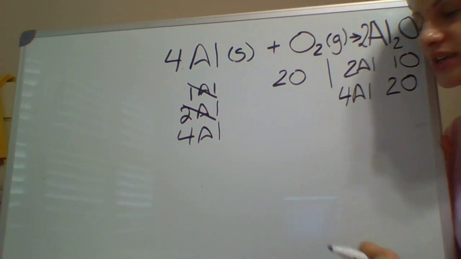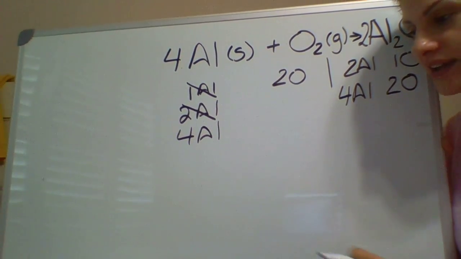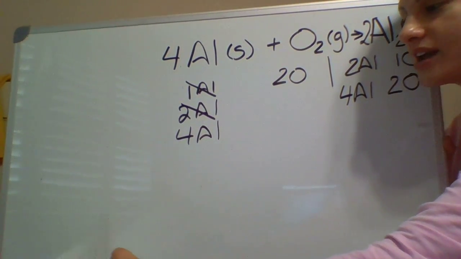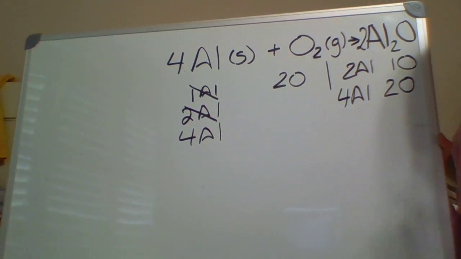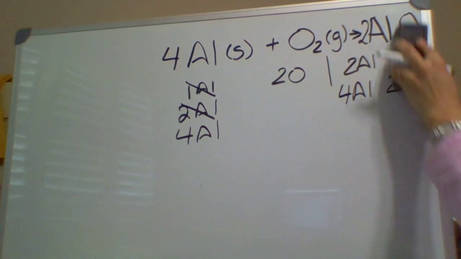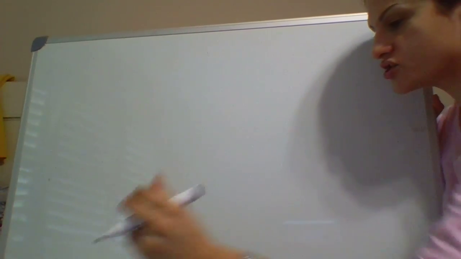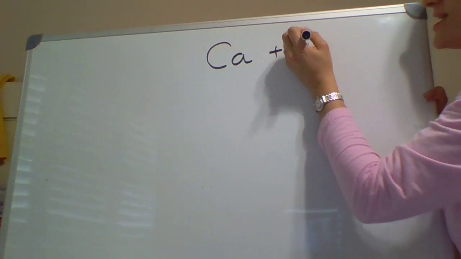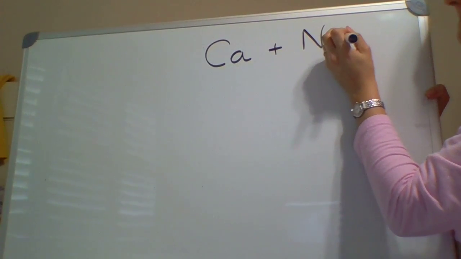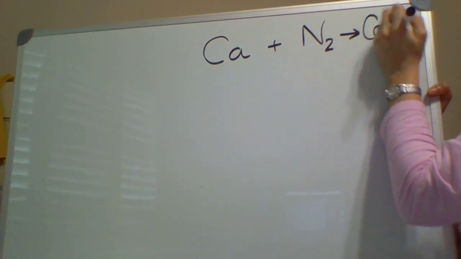It is a bit tricky at first, but honestly, it is very simple once you get the hang of it and you start balancing more and more equations. Let us try another one. I think the more that we practice this together, the better off we will be in being able to solve it. So let us try calcium and nitrogen to give us calcium nitride.